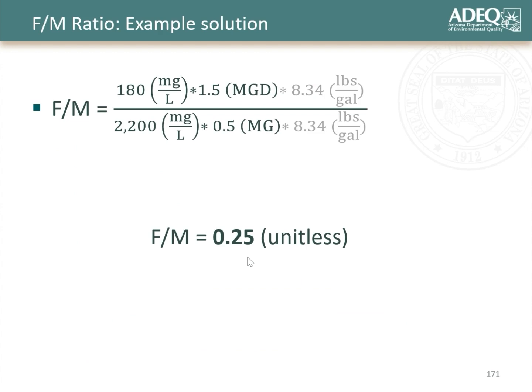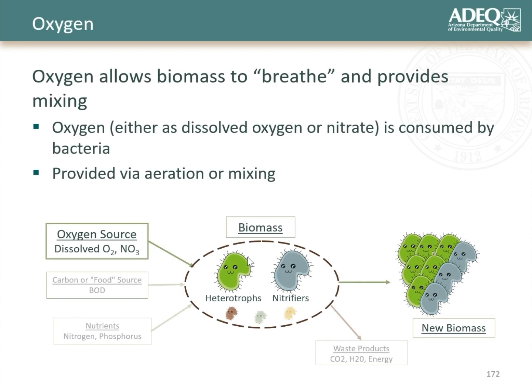So in this problem, we've got 180 times 1.5 divided by 2,200 times 0.5, and that gives us a food to microorganism ratio of 0.25. Once again, unitless.